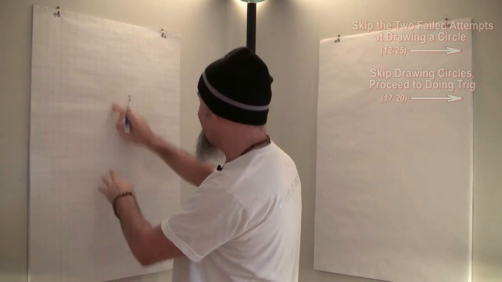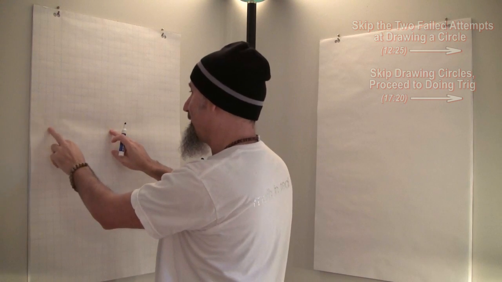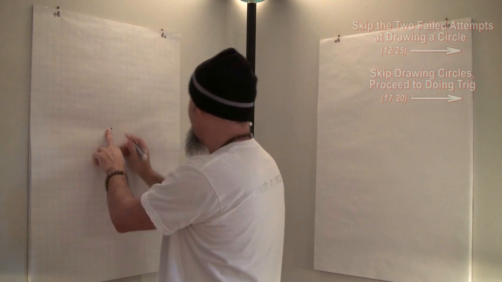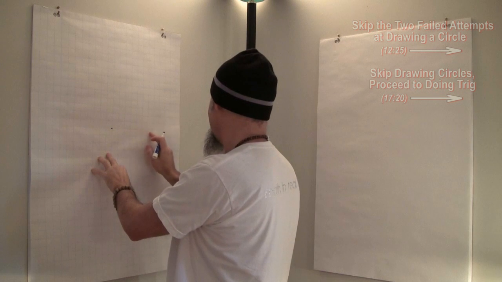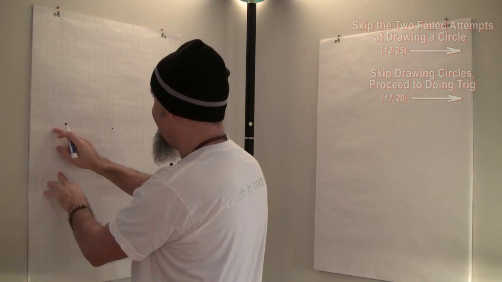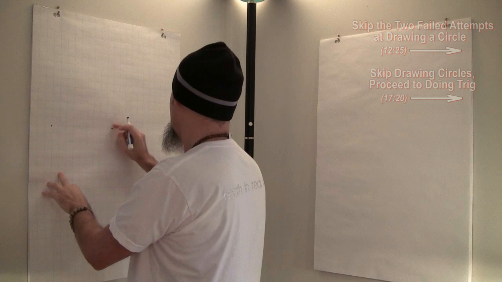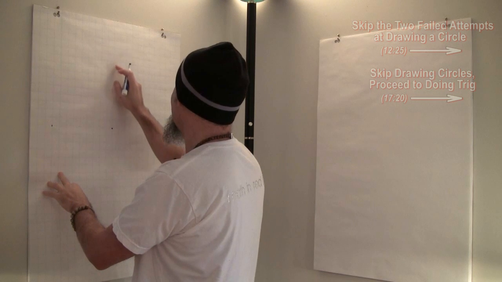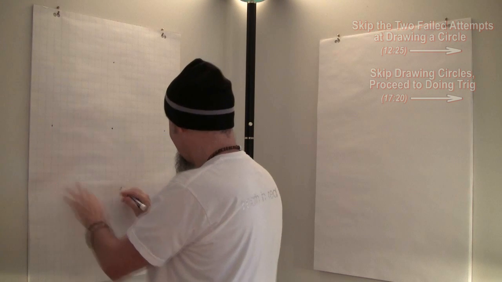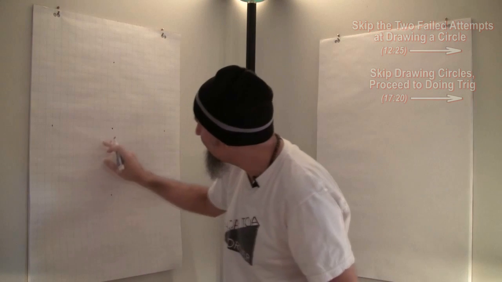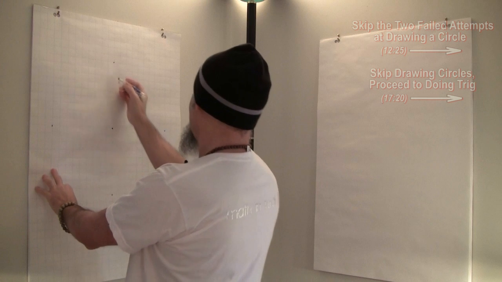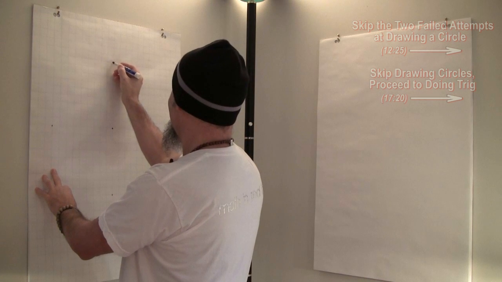So we're gonna go center, 1, 2, 3, 4, 5, 6, 7, 8, 9, 10, 11, 12, and we're gonna go out 9 squares again in each direction. Now, the problem with this is if you go diagonally, it's not 9 squares, right? So we're gonna have to try to do this freehand.